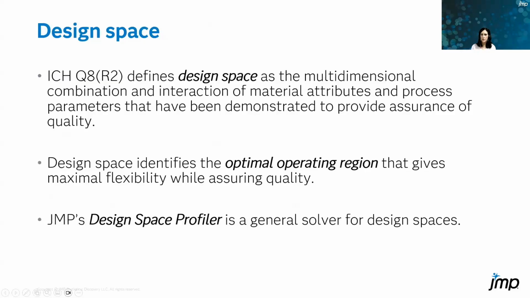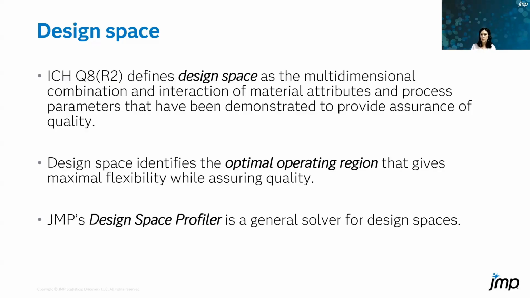The ICH Q8R2 document is the main document that discusses design space. It formally defines the design space as a multidimensional combination and interaction of material attributes and process parameters that have been demonstrated to provide assurance of quality. The approach is based on Juran's QBD ideas for how to apply design of experiments to this problem.